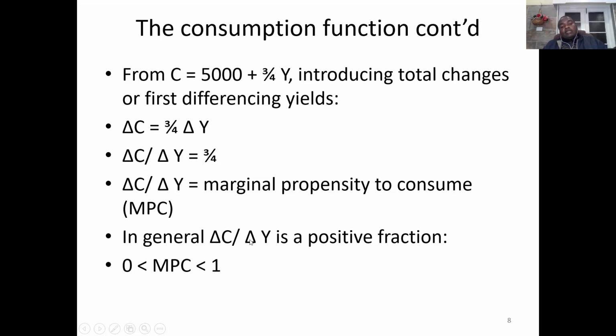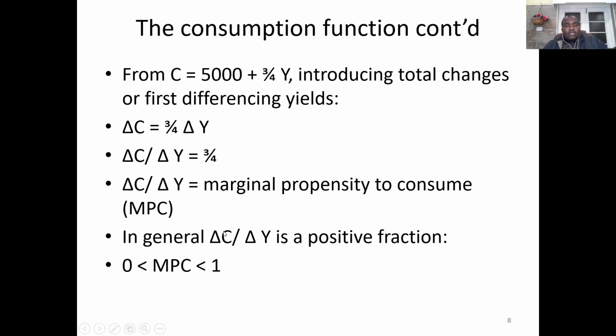So in general, delta C over delta Y is expected to be a positive fraction, or it is always a positive fraction, which lies between 0 and 1. Why? We don't expect the change in consumption to be 0, neither do we expect the change in national income to be 0. And since there will always be savings which are taking place, that is, some economic agents normally save part of their income. They don't consume all of it.